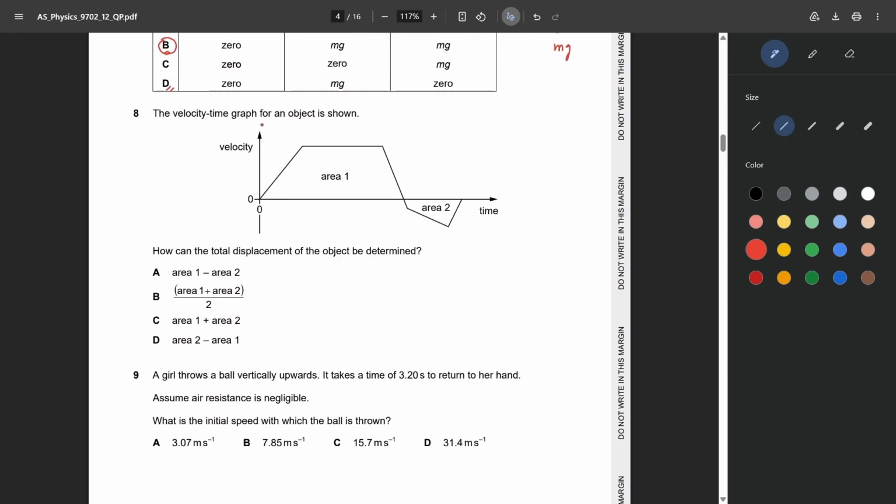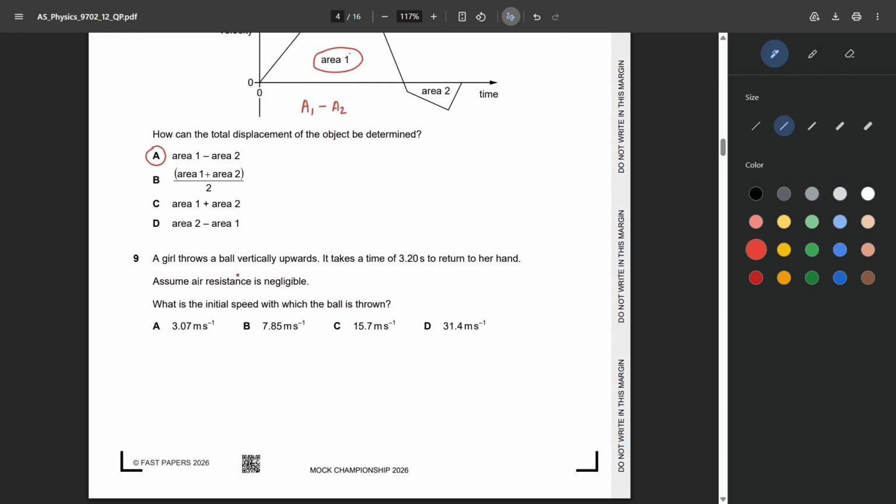The velocity time graph for an object is shown. How can the total displacement of the object be determined? Okay, so the total displacement can be found from the area under a velocity time graph. So area 1 is some amount of displacement covered and area 2 is another amount of displacement covered but in the opposite direction. So area 1 will be positive and area 2 will be negative if we consider this top portion as positive. So the displacement covered will be area 1 minus area 2, giving A as our answer.